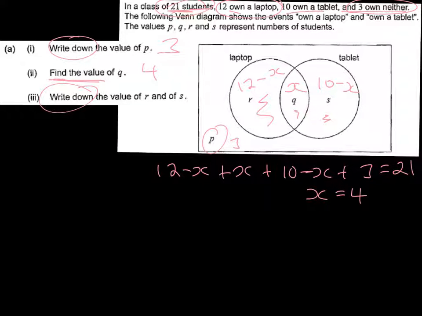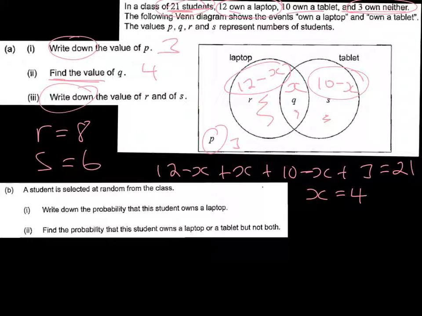Part 3 then, write down the value of R and S. So R is going to be this, 12 minus X. We've just found that X is 4, so R is going to equal 8. And similarly, S is going to be 10 minus X. We've just found that X is 4, so S is going to be 6.